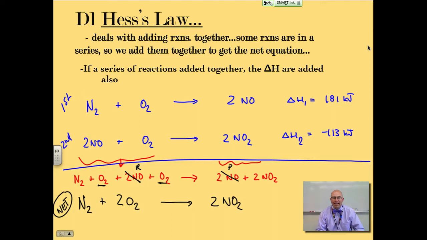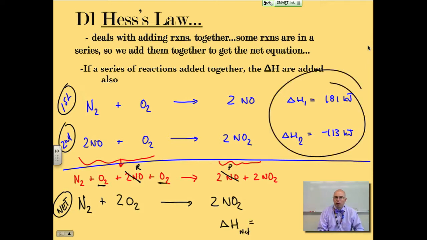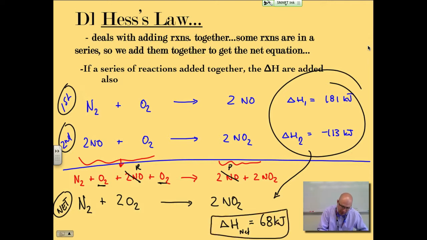Now, that equation is combined between my first and my second, which means the delta H for my net equation is those two added up. So I bring that on down, and what is it? A positive 68 kilojoules. So there's my net equation and the delta H for that net equation. All right, that's Hess's law. That's kind of how we look at it.